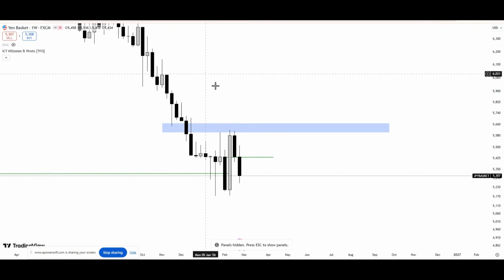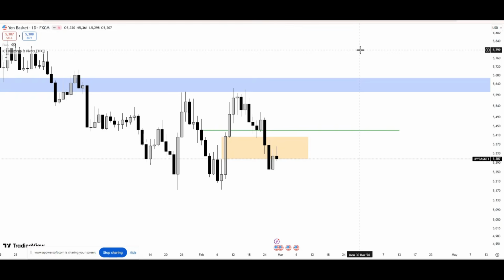So on the weekly time frame, you can see we had this weekly order block, and clearly you can see price is closing inside the order block. So far, this is what we have. So if you look at the daily time frame, clearly you can see again, yen is really bearish, respecting bearish PDRAs while violating bullish PDRAs.